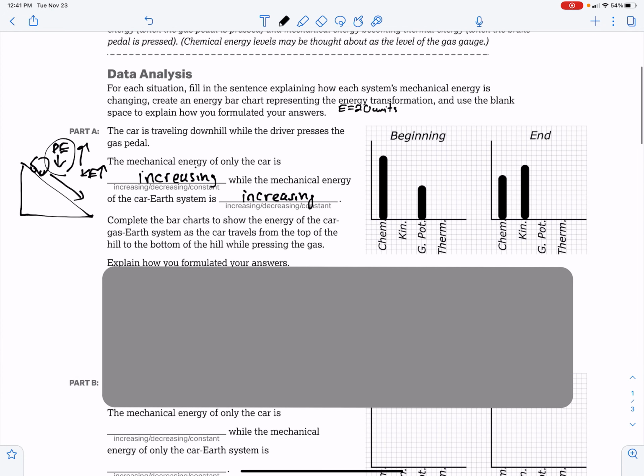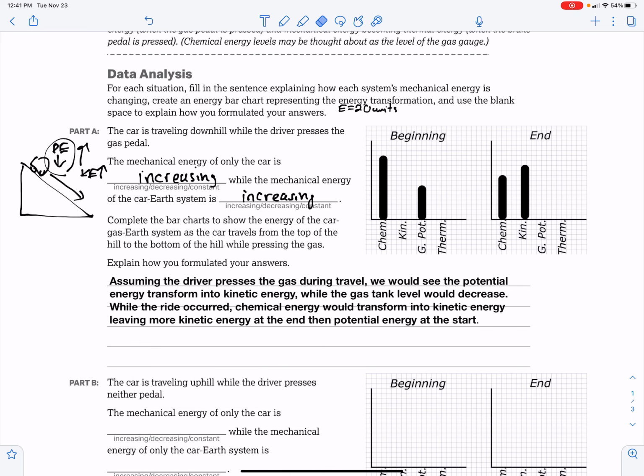Okay, so explain how you formulated your answers. Let's go ahead and take a look at this. Assuming the driver presses the gas during travel, we would see the potential energy transform into kinetic energy while the gas tank level would decrease. Since the gas tank level is decreasing, the chemical energy is decreasing. While the ride occurred, chemical energy would transform into kinetic energy, leaving more kinetic energy at the end than potential energy you had at the start.